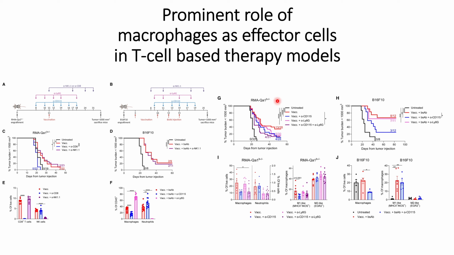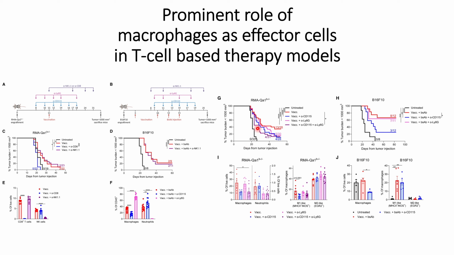And similar things they have seen in this B16F10, where they have seen that when they use this anti-CD115, they see a reduction in the tumor burden. But when they use this anti-LY6G, or anti-neutrophils, they do not see a decrease in the tumor burden. And let me re-explain this panel G.